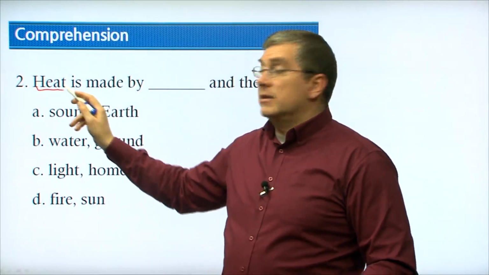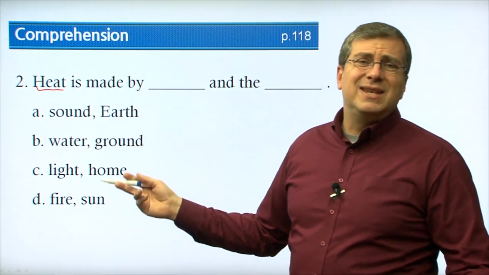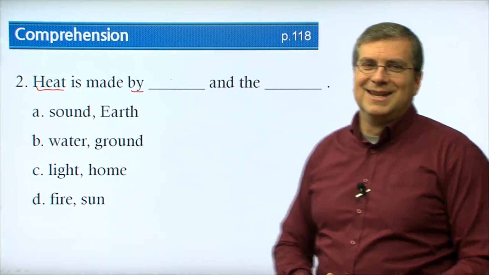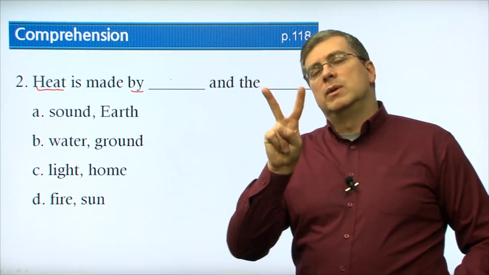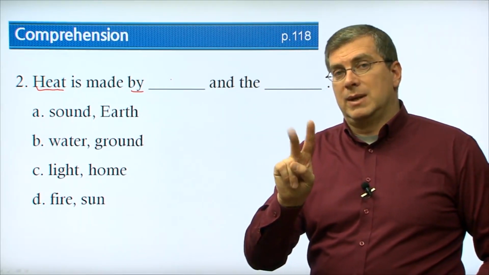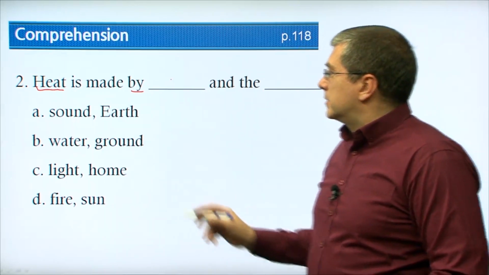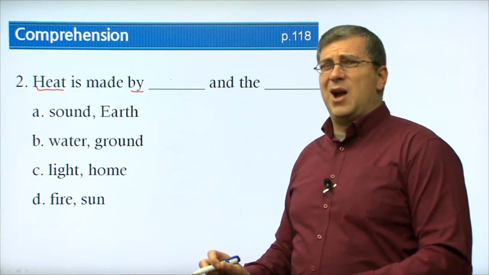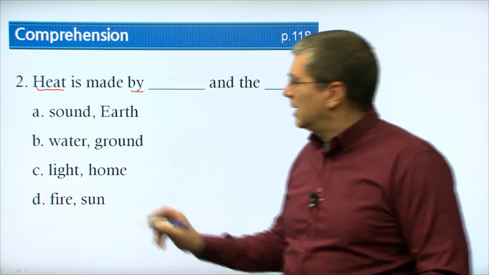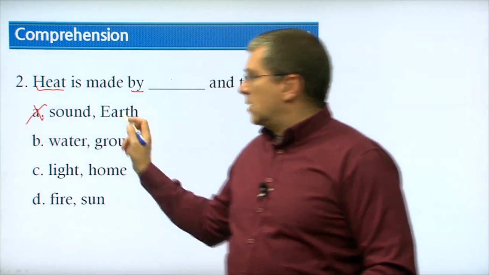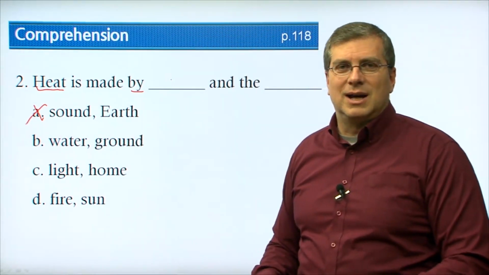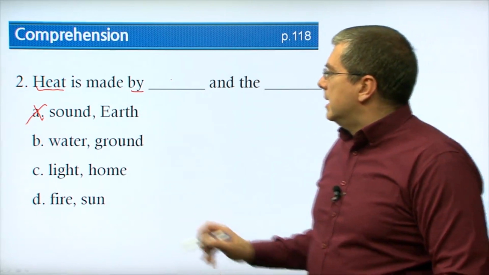When we're talking about heat, a type of energy, how is heat made? It's made by blank and the blank, okay? When we talked about heat, we saw that there are two ways that we can get heat, right? So heat is made by sound and the earth. Sound makes heat? That doesn't sound right. That's not correct. The earth does make heat, but it wasn't in the reading passage, right? We didn't hear about that.